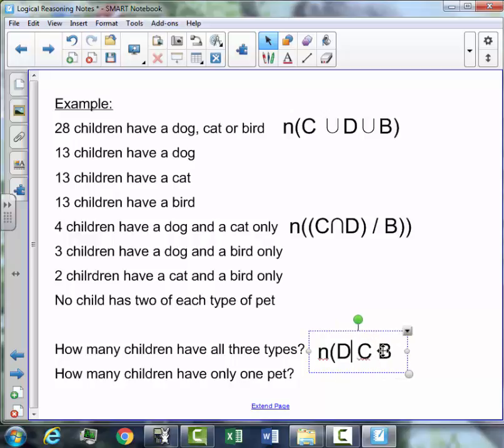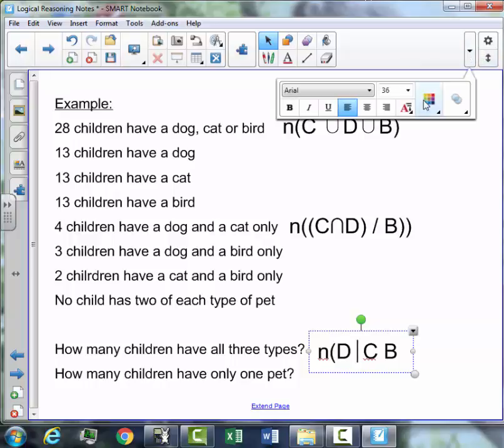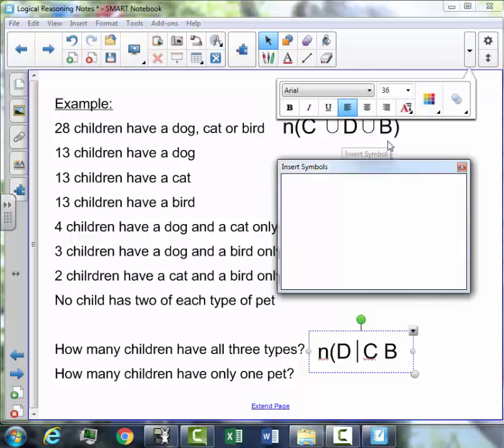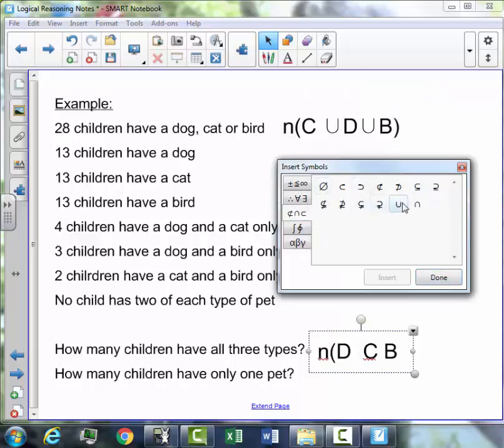And then the symbol we use in between them, if you have all 3 types, would be an AND scenario, because you have a dog and you have a cat and you have a bird. So that would be this symbol here.